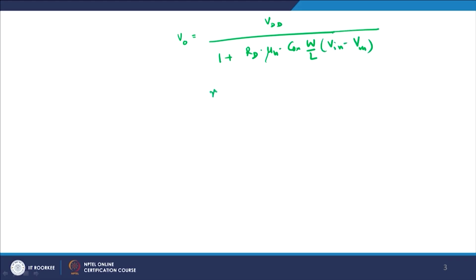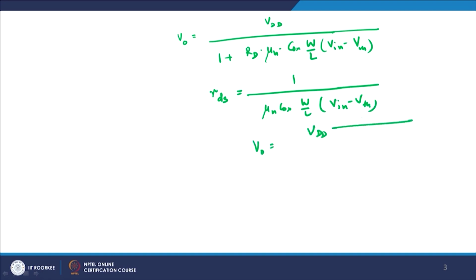We refer to RDS as the drain to source resistance, as 1 by mu n C oxide W by L V in minus VTH, and therefore I can write V0 to be equal to VDD, right, VDD into RDS into RDS plus VDS RD. How did I do that?